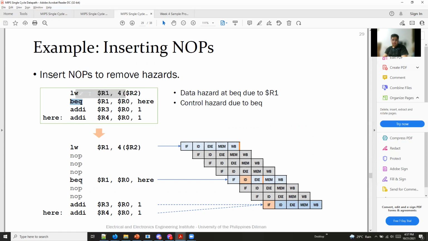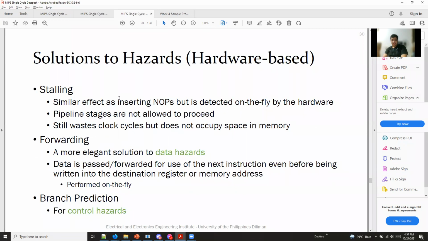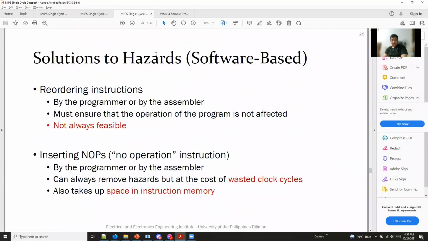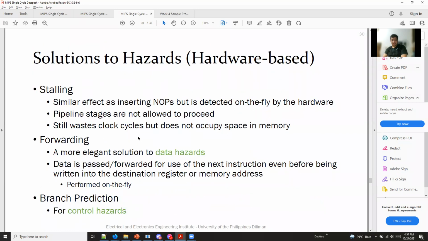Tapos, si BQ, after 2 instructions mo pa malalaman kung sino yung pupuntahan mo. So, after 2 instructions ka pa lang mag-ano sa pipeline ng instruction. So, ito yung mga pwede mong gawin in software. Yung mga pwede mong gawin in hardware is stalling. So, para siyang no operation pero hardware siya ini-implement.